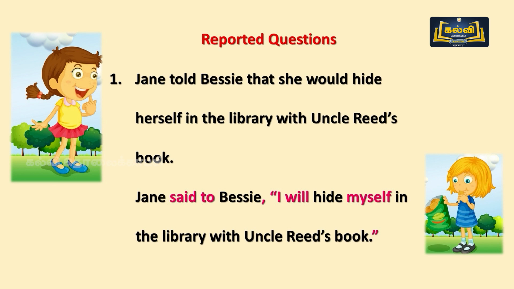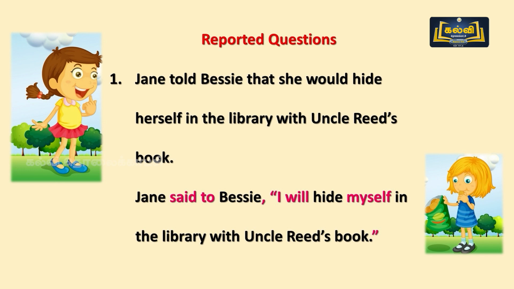So when you use "to", you can change it while you are changing, then you can use "told". Now the "that" you will take off, and instead of that you will put a comma there and start the inverted comma. "She would hide herself in the library." Who is she? She is Jane. So instead of "she", the pronoun, you will put "I", the first person. "I", and instead of "would", you will use "will". "I will hide myself in the library with Uncle Reed's book." Close the quotation, full stop.